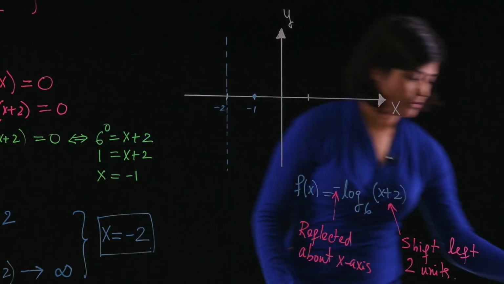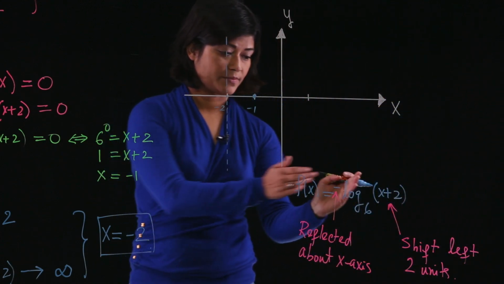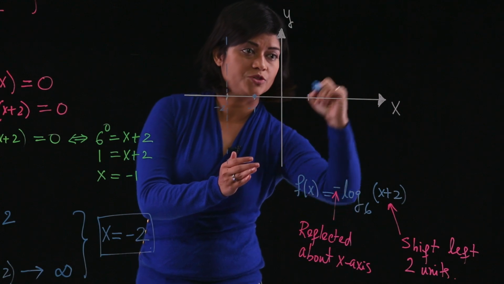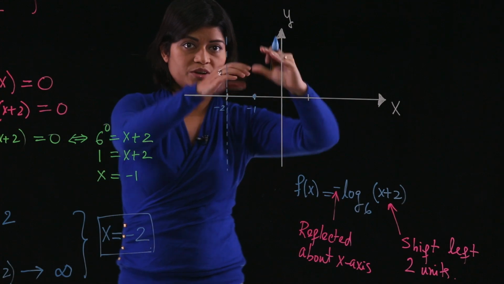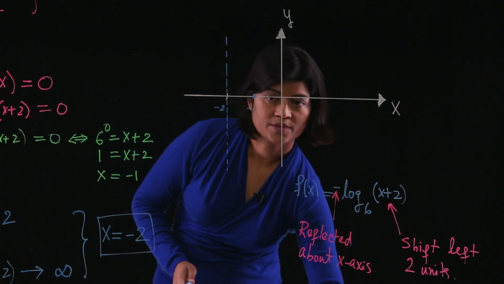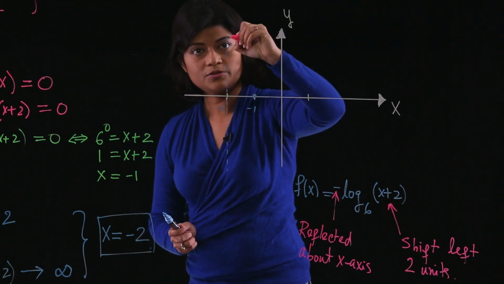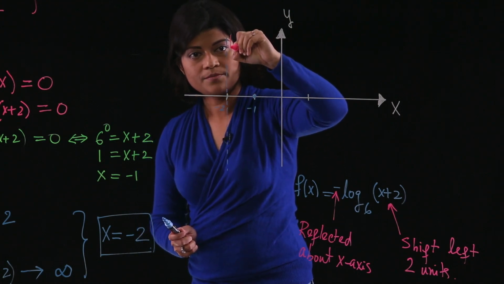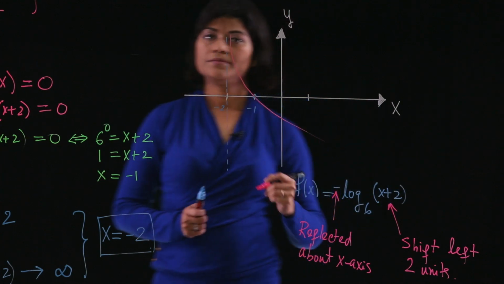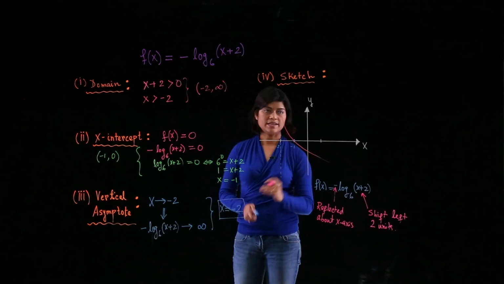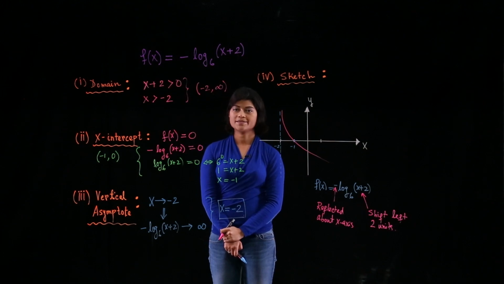Okay, so once again, notice logarithm of x would be drawn this way. So we're shifting 2 units, and then we're reflecting about the x-axis. So it'll look like this. This is an asymptote, so it'll keep on going across the x-axis, and it'll keep on going this way. So that's a rough sketch of this function, negative logarithm of x plus 2 base 6. Thank you.